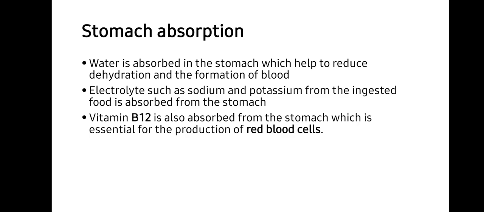Stomach absorption. Water is absorbed in the stomach, which helps to reduce dehydration and supports the formation of blood. Electrolytes such as sodium and potassium from the ingested food are absorbed from the stomach. Vitamin B12 is also absorbed from the stomach, which is essential for the production of red blood cells. We all know red blood cells, okay?